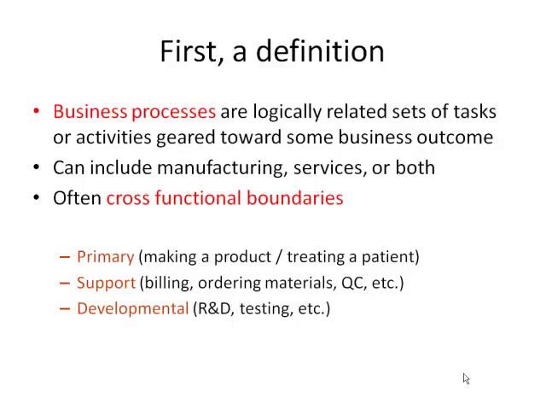There's a third type of activity or process called developmental. These are things that happen offline, and as the name implies, they develop the skills and capabilities and technological knowledge that the company needs to carry out the primary and support processes. And this can include R&D, testing, etc. The point is, in all three of these cases, we have to think about how we design these processes, who's involved with it, how we measure performance, etc.